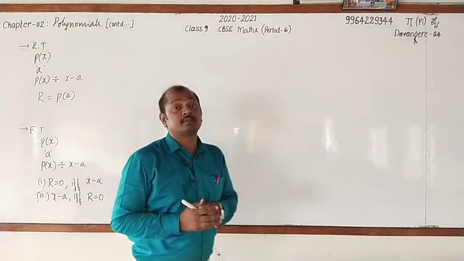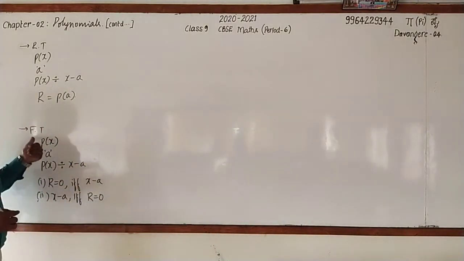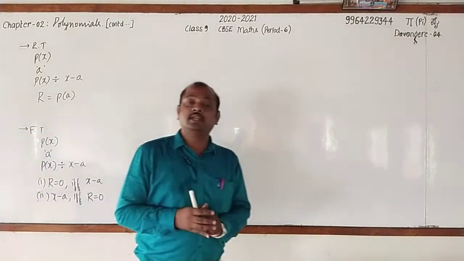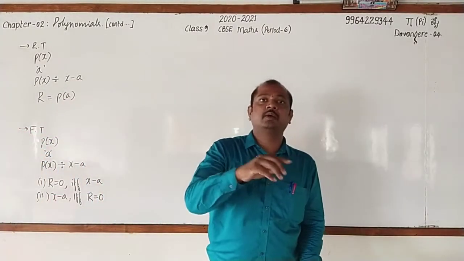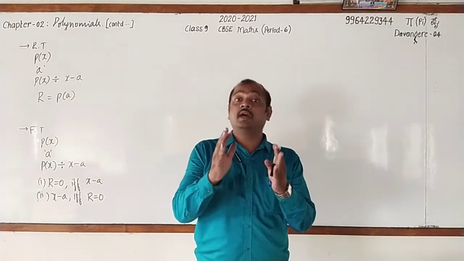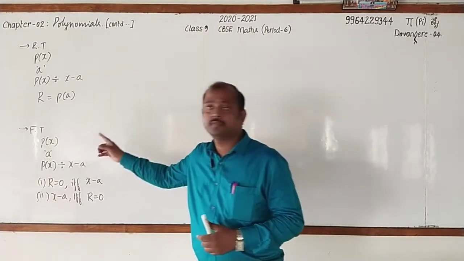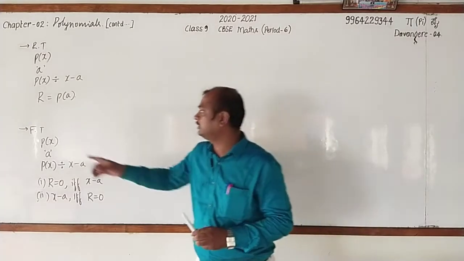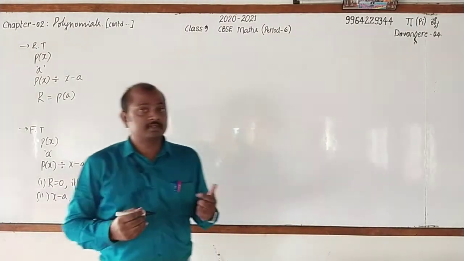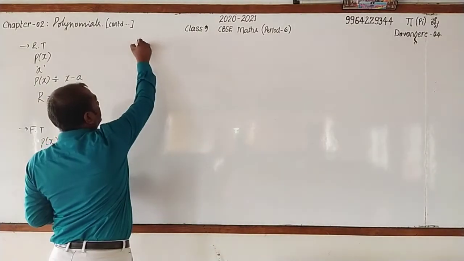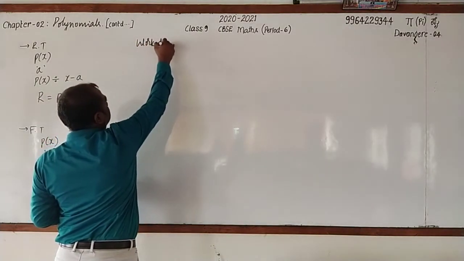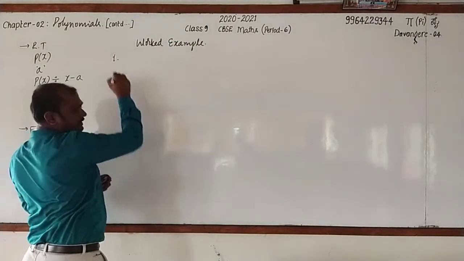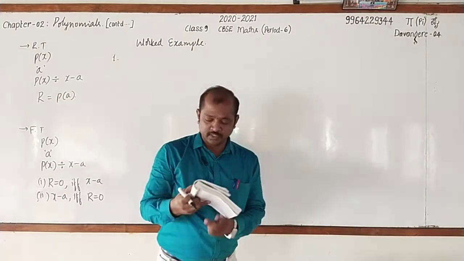Now we are going to solve problems on the factor theorem. Then what are those problems? Here they will give you a quadratic polynomial or cubic polynomial. They are to be factorized using the factor theorem. Yesterday we solved a few problems on factor theorem. Let's continue that under the heading worked examples. In that, the first one I am going to take from the textbook only.